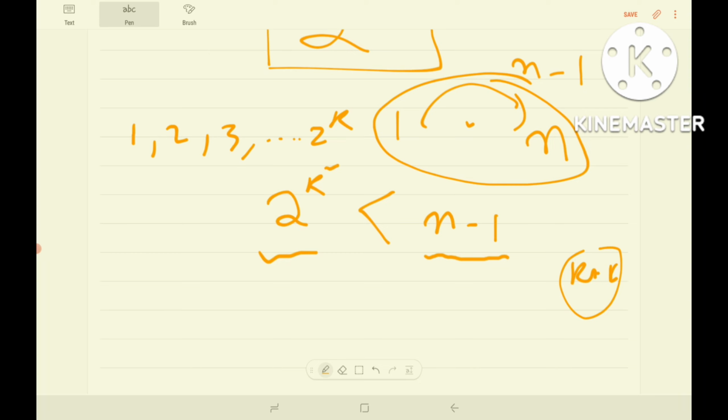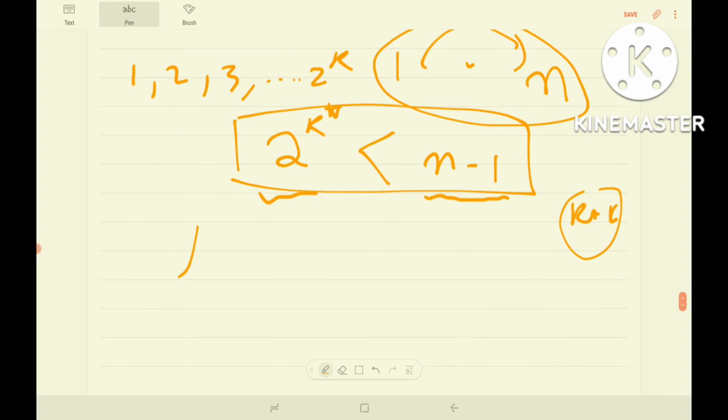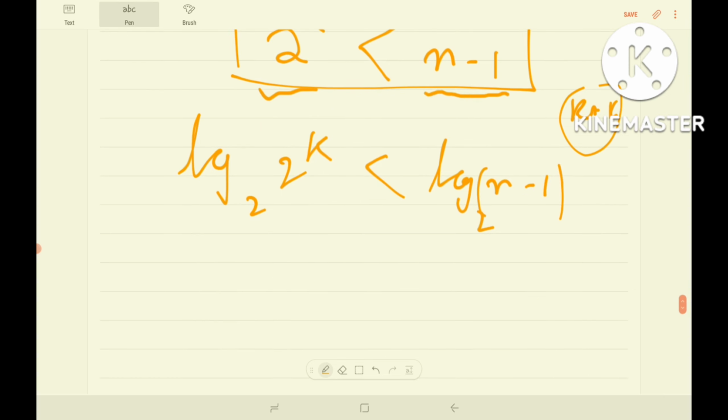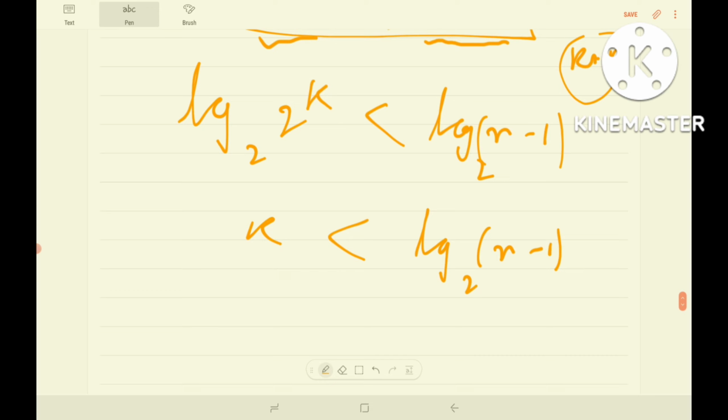This is the maximum k for which this inequation is satisfied. Let us solve this inequation. Take log base 2 on both sides. You will get log base 2 of 2 to the power k less than log base 2 of n minus 1. This is basically k is less than log base 2 of n minus 1. Right. Am I missing something?